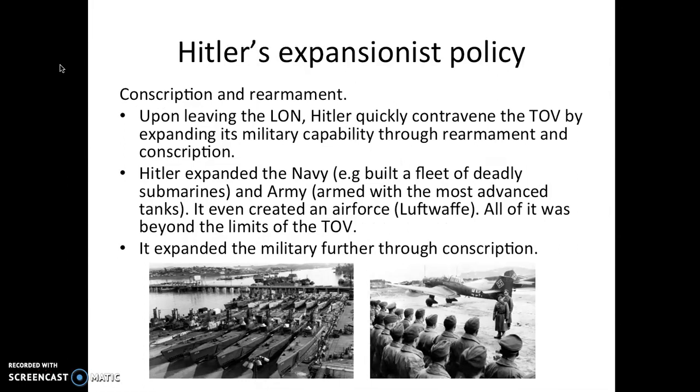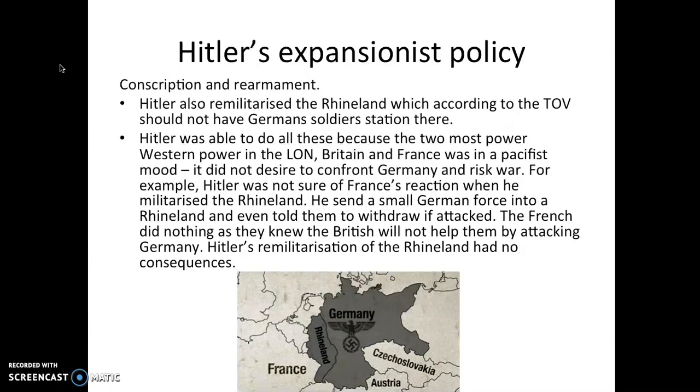Upon withdrawing from the LON, Hitler quickly went against the TOV by rearmament and then expanding Germany's military. He expanded the navy. He expanded the army. He also created an air force, right? All of which were not allowed by the TOV. He also made conscription compulsory, which dramatically increased the size of the German army.